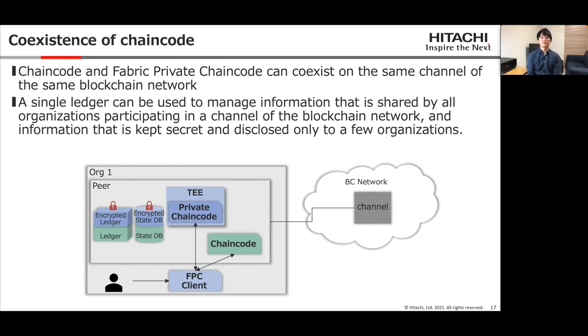Chaincode and private chaincode can coexist on the same channel of the same blockchain network. A single ledger can be used to manage information that is shared by all organizations participating in a channel of the blockchain network, and information that is kept secret and disclosed only to a few organizations.